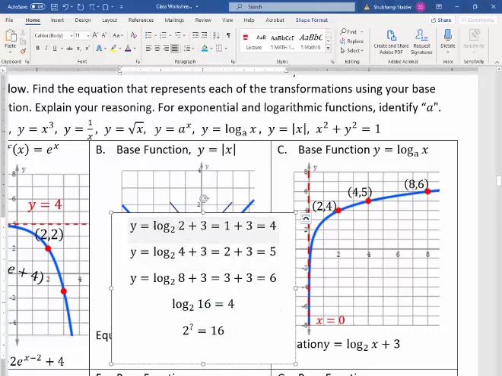So if I wanted log of 2 base 2, you're looking for 2 to what power gives me 2? That'll be 1. 2 to what power gives me 4? 2. And then what about 8? 3. You see how they're evaluating it?